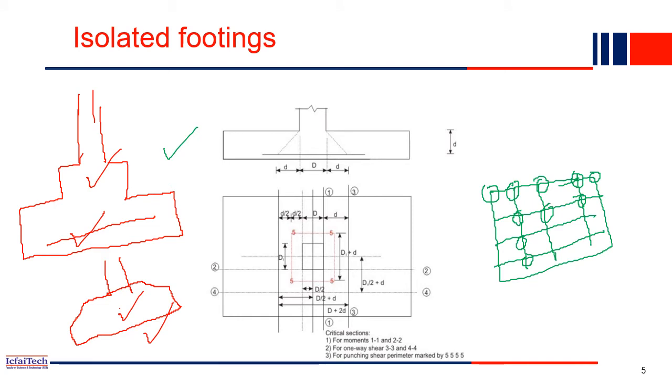The main point here is that each column will have one separate footing, and each footing is separate from the others. We provide isolated footings when moderate loads are coming and we have sufficient space, so we can easily put one footing under each column. Then we go with isolated footing.